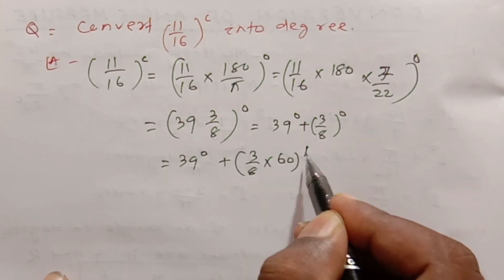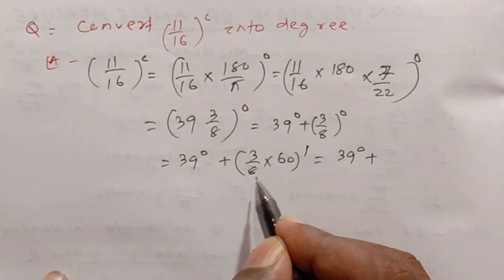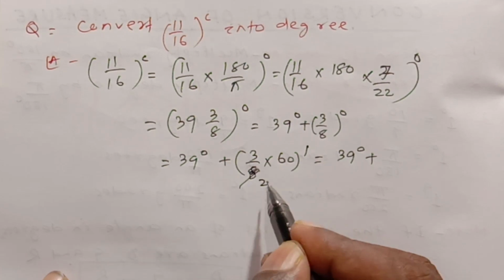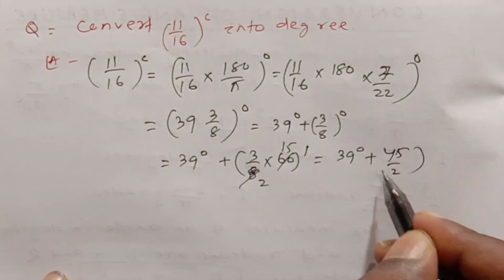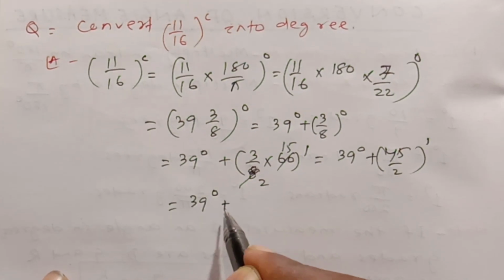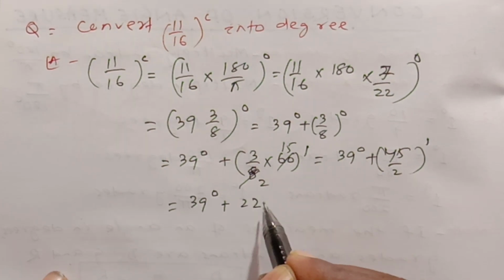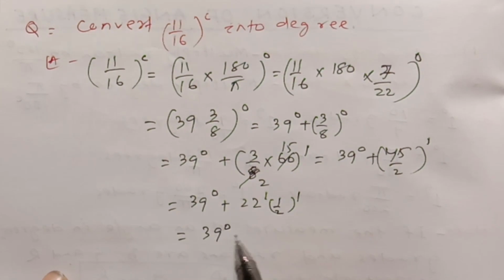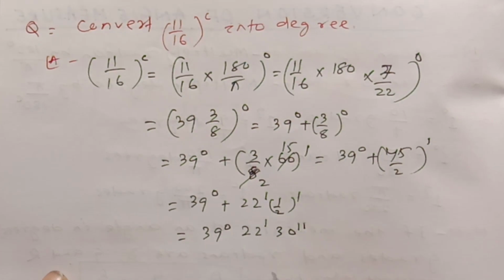into 60 minute, and this is equal to 39 degree plus, if we simplify this, then 4 twos are 8 and 4 fives are 15, 15 is 45 by 2 minute. This is equal to 39 degree plus 45 by 2 minutes, which is 22 and a half minute. That means this is 39 degree 22 minute. Half minute means this is 30 second.